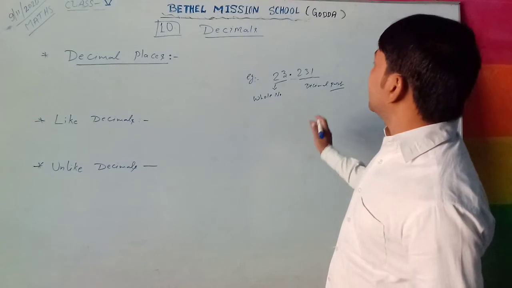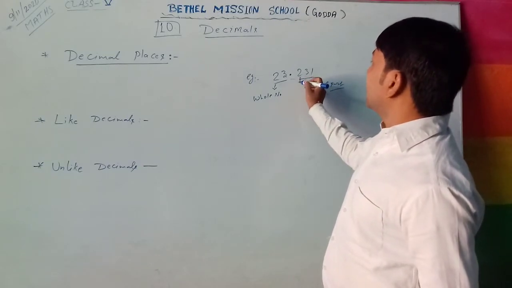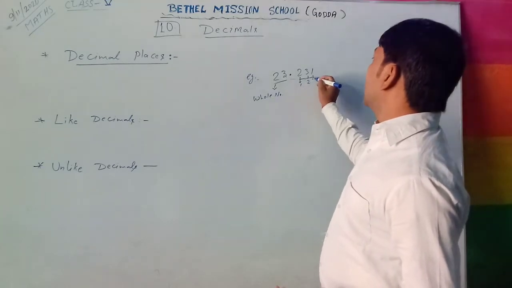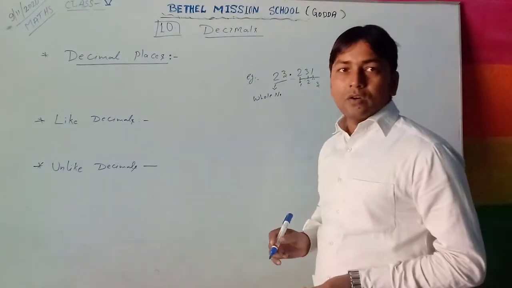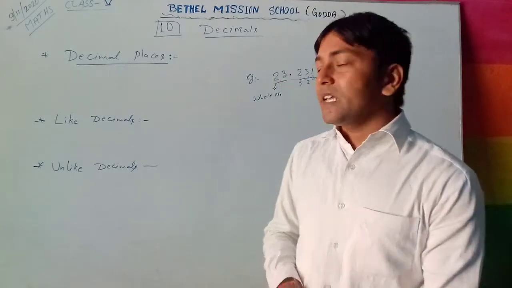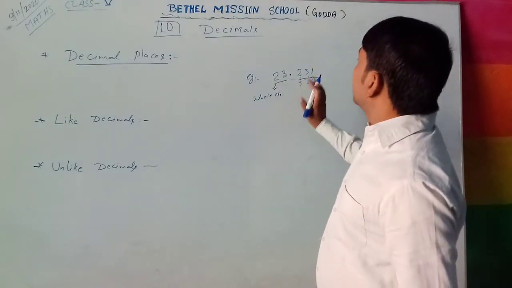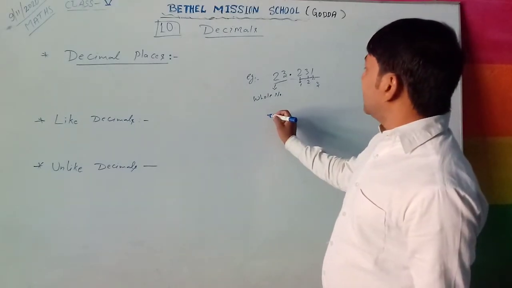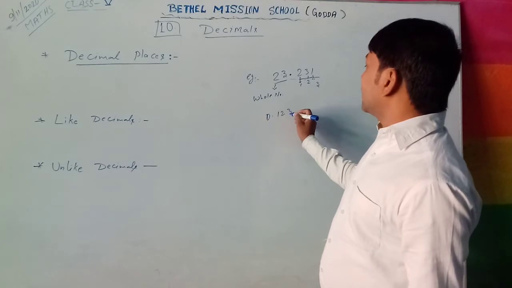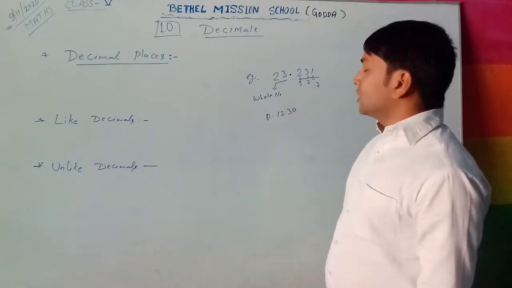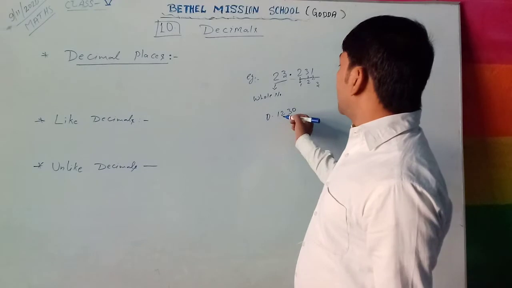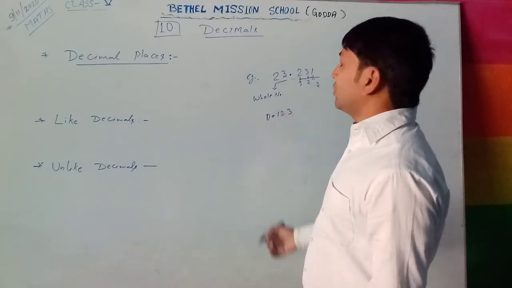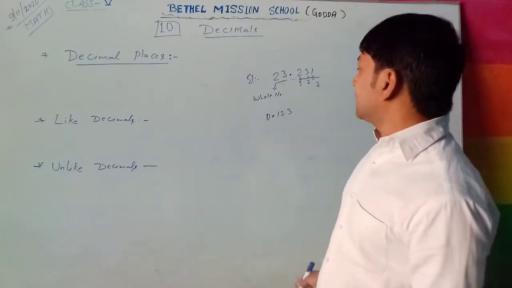So how many decimal places are there? That is first, that is second, and that is third. Okay, so how many decimal places are there? There are 3 decimal places. Okay, another example, suppose 0.123. How many decimal places? 1, 2, 3, and before the decimal there is 0, no value. So here also there are 3 decimal places.